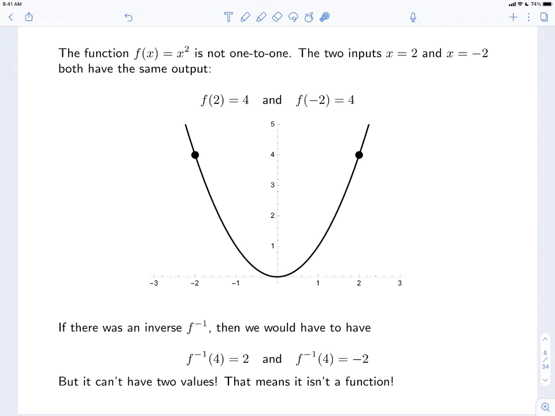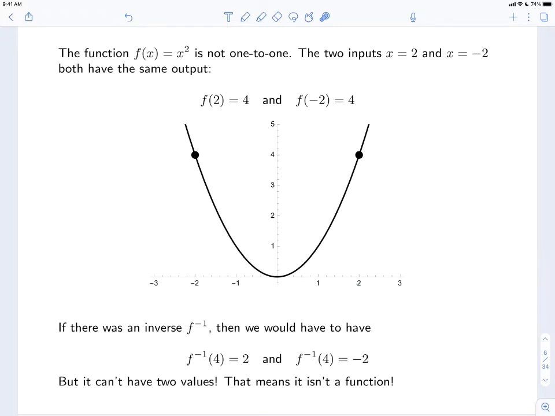The function f at x equals x squared is not one-to-one. As we commented before, the two inputs x equals 2 and x equals negative 2 both have the same output. F at 2 equals 4 and also f at negative 2 equals 4, which is why it doesn't pass the horizontal line test, because if you draw a horizontal line at 4, it will intersect twice, once when x is negative 2 and once when x is positive 2.